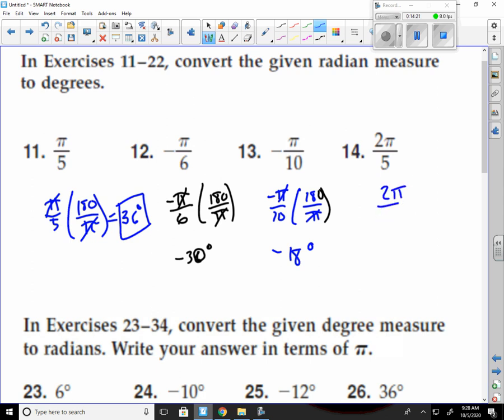2 pi over 5 times 180 over pi. Pi's cancel. 180 divided by 5 is 36. Times 2 is 72 degrees.